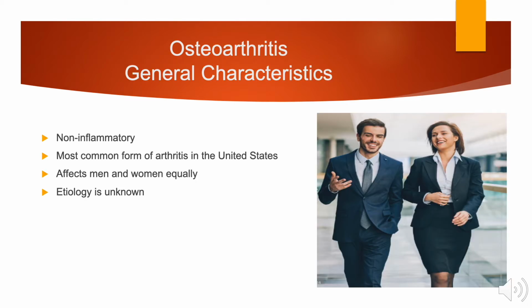For osteoarthritis, some general characteristics are: it is a non-inflammatory disease. It has degenerative changes in the joint. It is the most common form of arthritis in the United States. It affects 40 million people per year. Between 70 and 90% of Americans older than 75 years of age have at least one involved joint. It affects men and women equally, and symptoms seem to occur earlier and appear to be more severe in women, and the etiology of this disease is unknown.